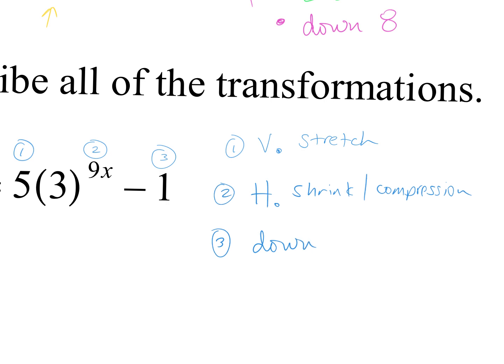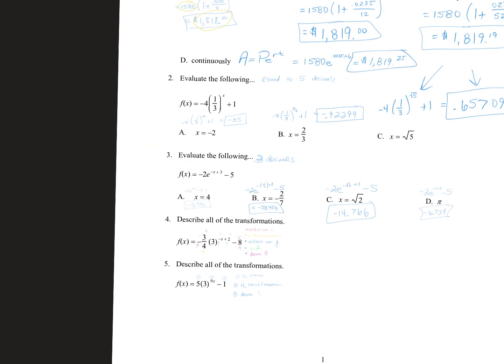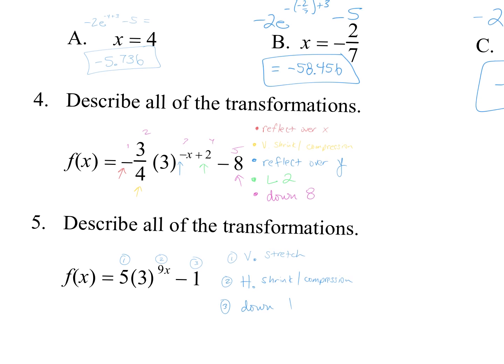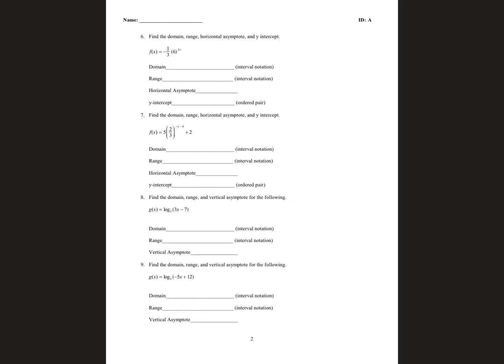Perfect. All right. So guys, that's a majority of your quiz right there. You're going to do your interest problems. You're going to evaluate. That's just calculator stuff. That's knowing the formula for interest, plugging it in the calculator. The evaluating is plugging in the calculator. And then describing transformations you guys have done 900 times. Moving on to the second page.